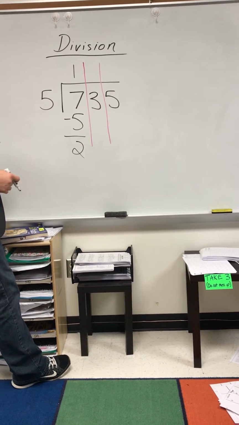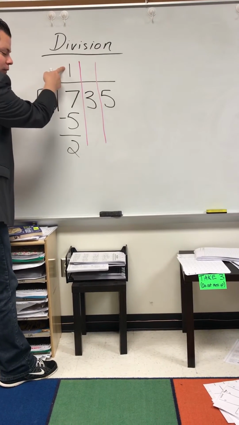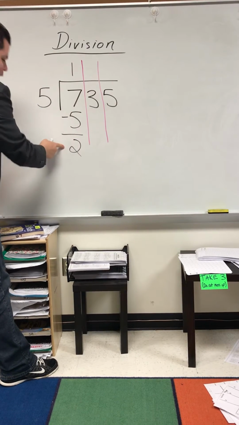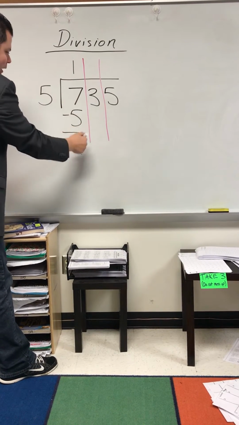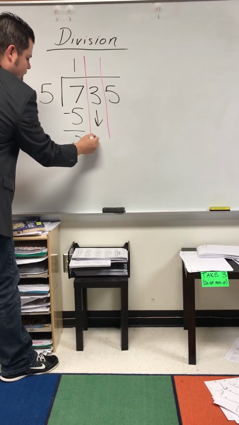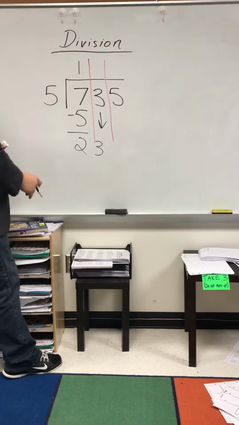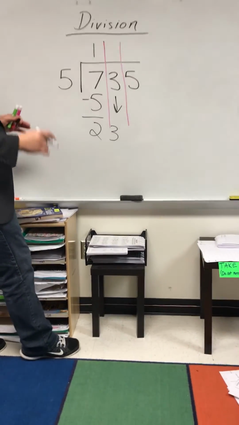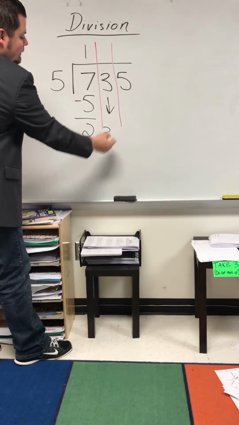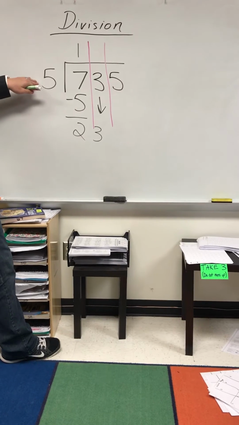Okay, so our steps to division are: how many go in, subtract, drop. So we're going to drop our next 3. And we're back to step number 1, which is how many go in again. The only thing I'm looking at in this whole problem is this 23 right here. And I'm looking at my groups of 5.